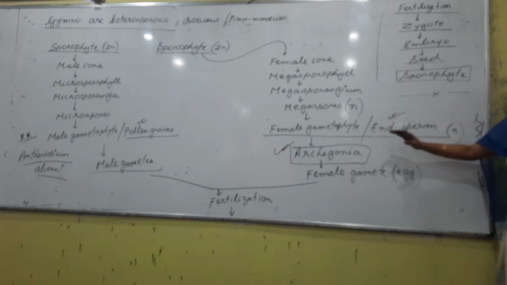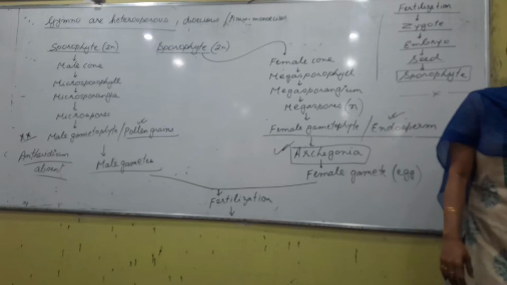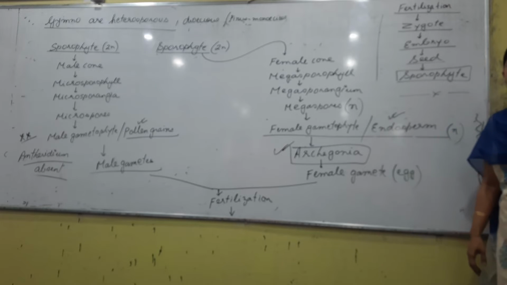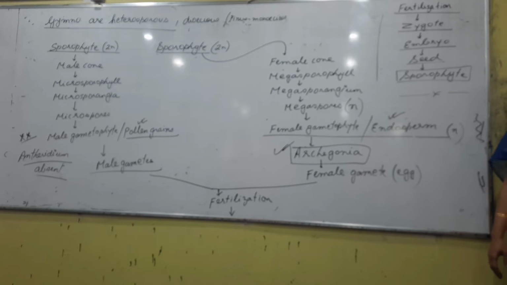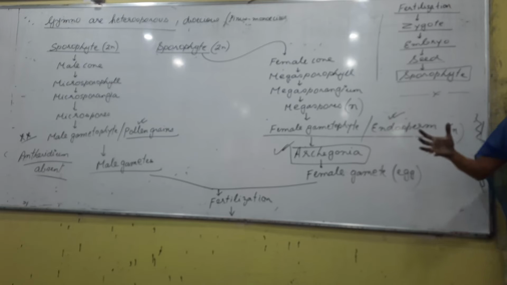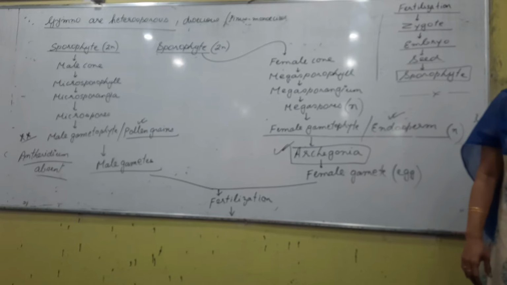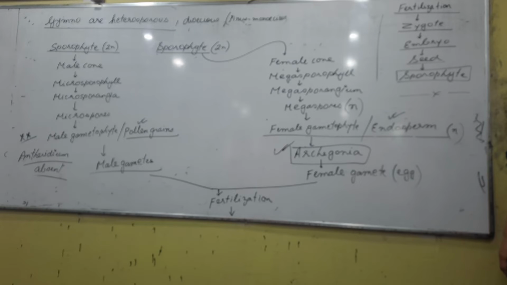Another word associated with gymnosperms is polyembryony. Heard about this word? Polyembryony. When many embryos are formed, we call it polyembryony. So polyembryony is a characteristic seen in gymnosperms. Now, for polyembryony to occur, what should be the condition? What is the criterion needed for polyembryony to develop?